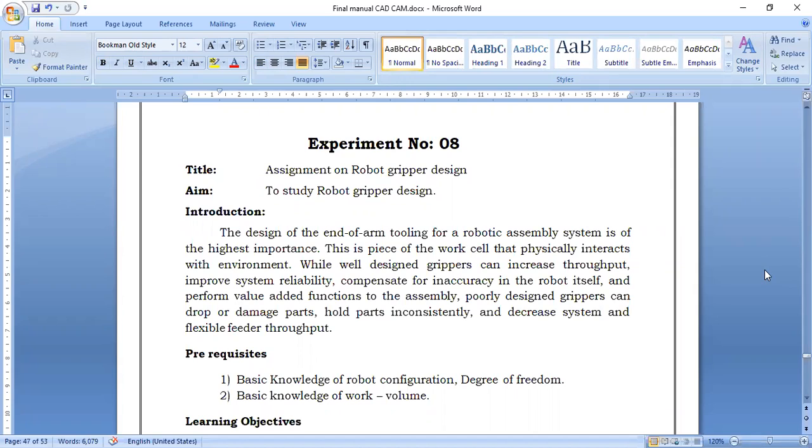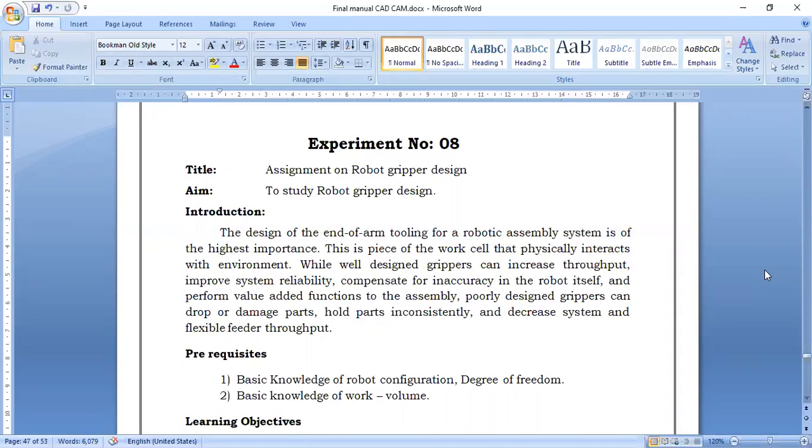Today we are going to discuss experiment number 8 of our subject CAD CAM Automation. The title of this experiment is Assignment on Robot Gripper Design. The aim of this experiment is to study robot gripper design.